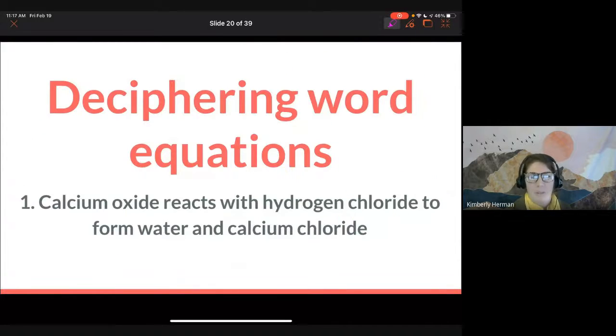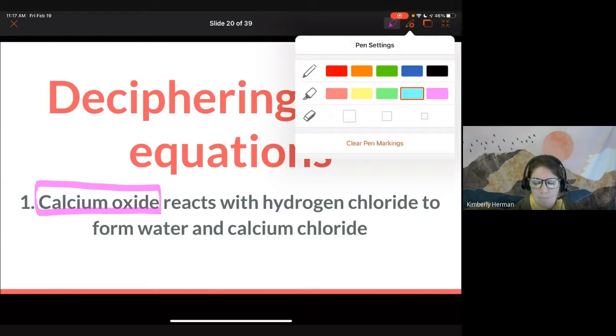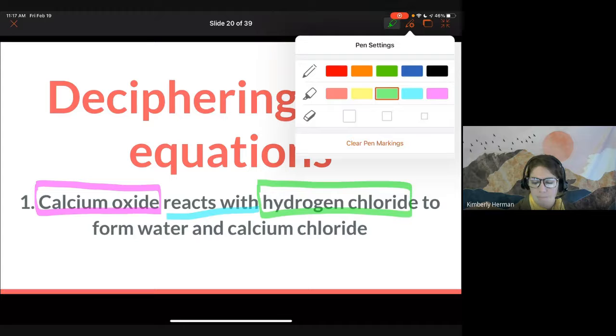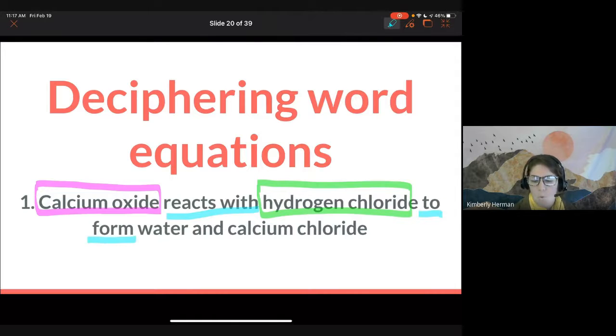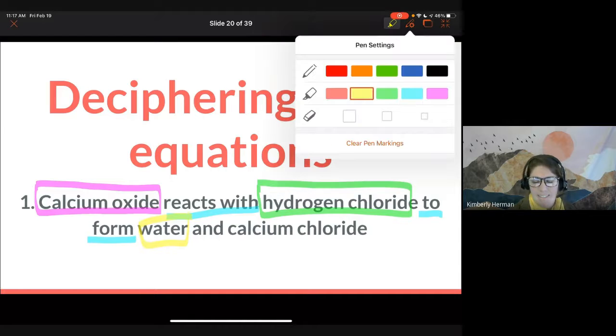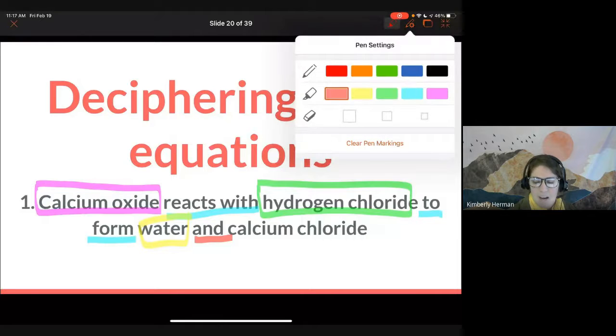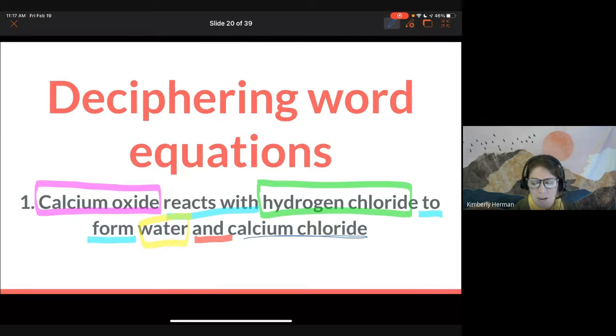Okay, let's try the first one together. We're deciphering these word equations. It says calcium oxide reacts with hydrogen chloride to form water and calcium chloride. So let's get started deciphering it as we go through it.